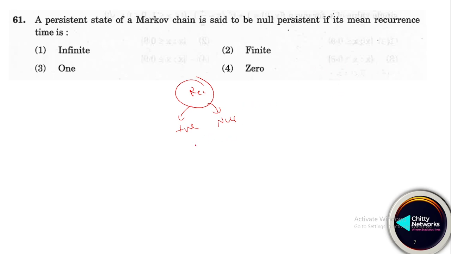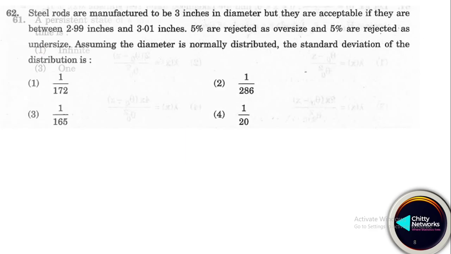If the mean recurrence time is less than infinity, then that recurrent state is positive recurrent, and if it is exactly infinity, then it is null recurrent. So a persistent state of a Markov chain is said to be null persistent if the mean recurrence time is infinite. Persistent and recurrent are the same, so the answer is option 1. Next question, question number 62.